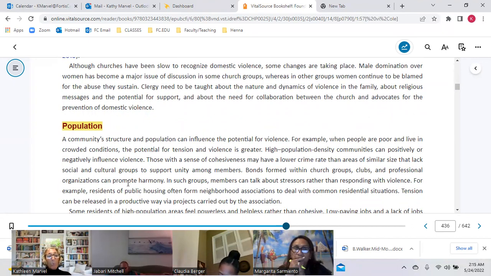If the community is a very poor community and people live in very crowded conditions, maybe tension and violence is greater. High density communities can negatively influence violence. Crime rate, gang activity.